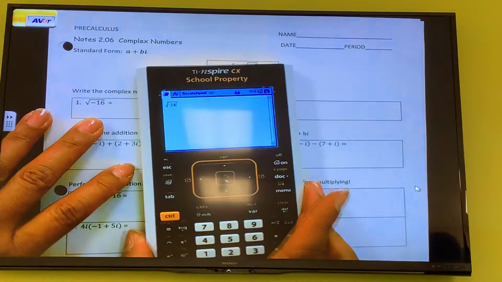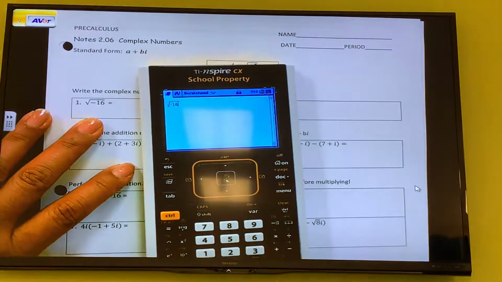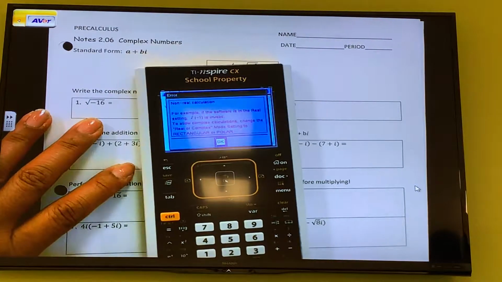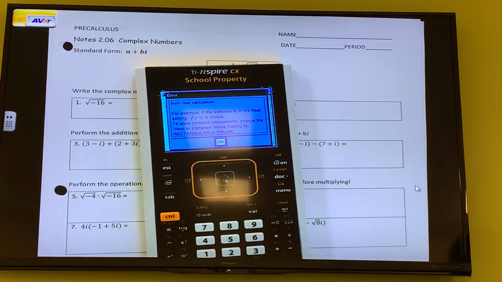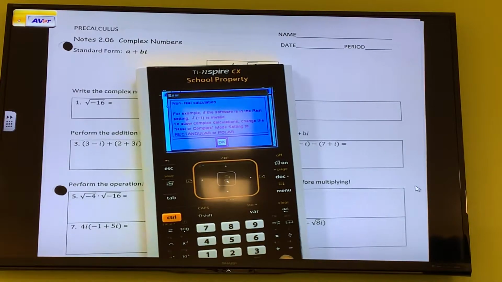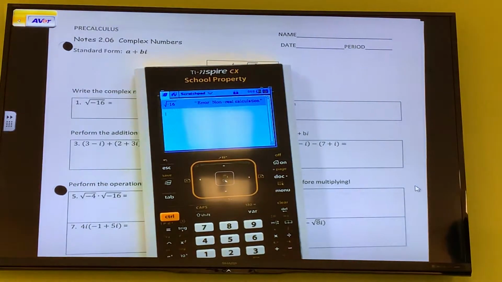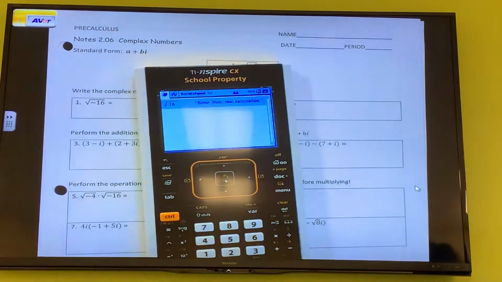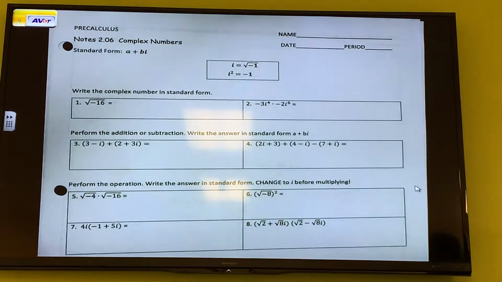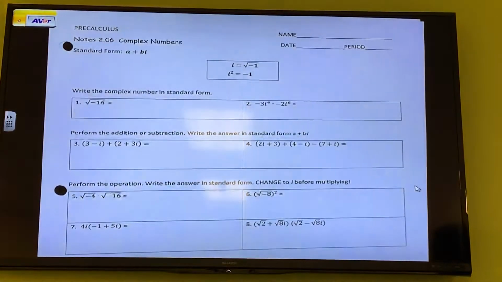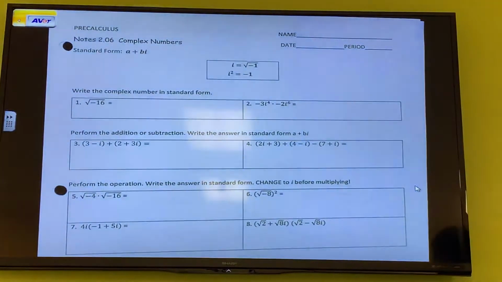Because if I put the square root of negative 16 in the calculator, it will give me an error, non-real calculation, because there is no real answer for the square root of negative 16. It will be an imaginary answer. So that's why we have what we call the complex numbers, and complex numbers are the ones that will enable us to do the square root of negative 16.